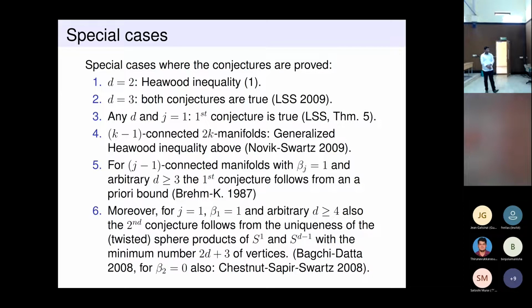And moreover, for j equal to 1 and beta_1 equal to 1, and for arbitrary d greater or equal to 4, the second conjecture follows from the uniqueness of the sphere product S^1 × S^(d-1) with the minimum number of vertices 2d plus 3. This is work done by Bagchi in 2008 and others as well.